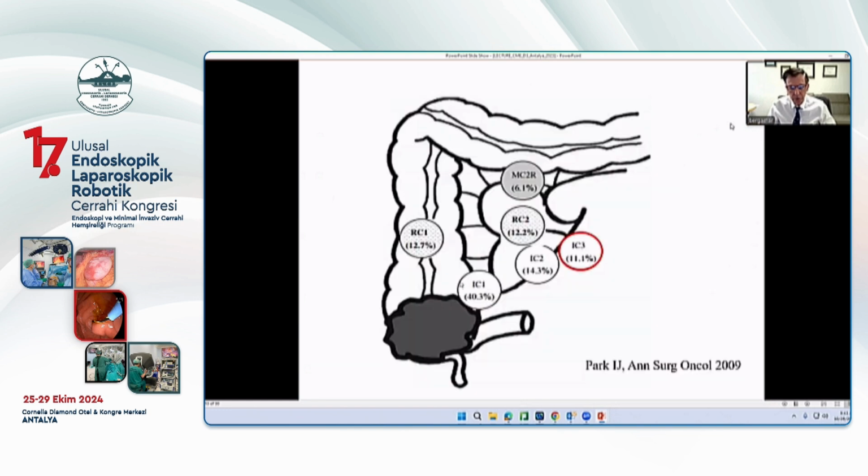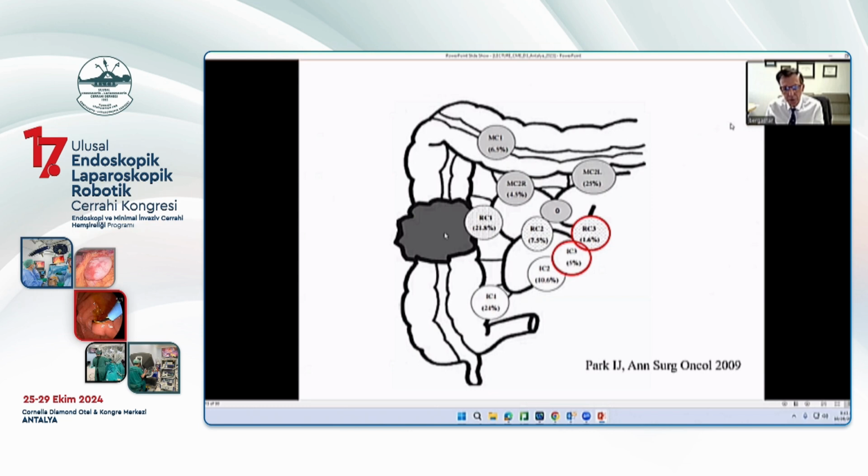Now, this is a study from Korea that I found very interesting because they describe the percentage of metastasis that you can have in the D3 station, meaning the one that we technically don't remove. In cecal cancer, it's 11%.